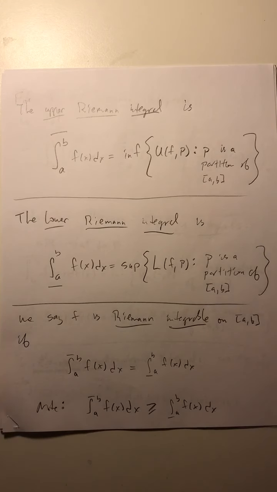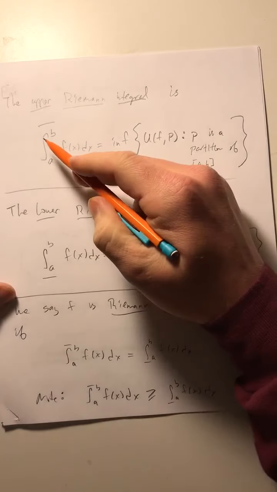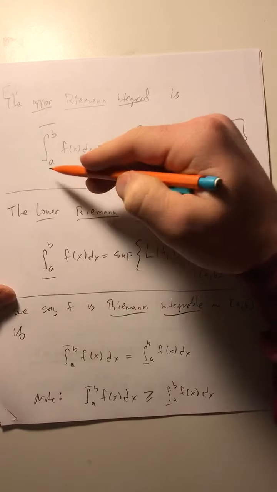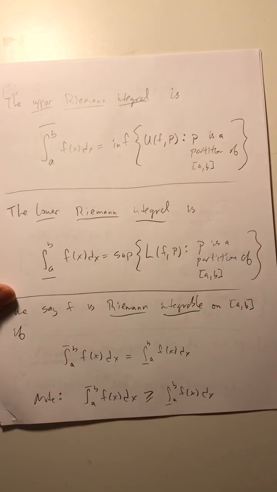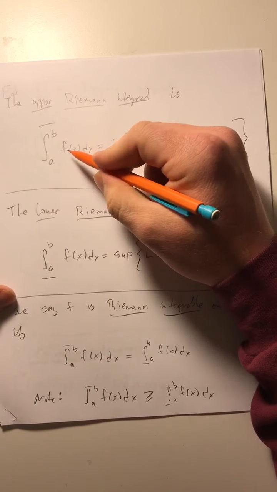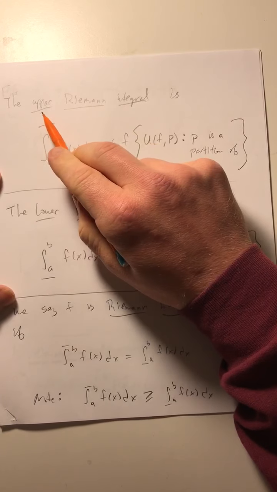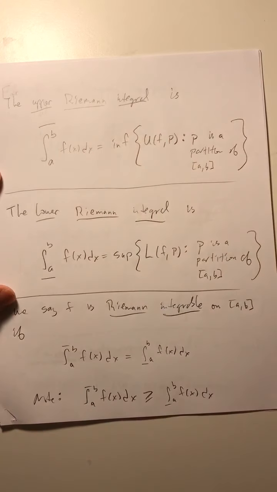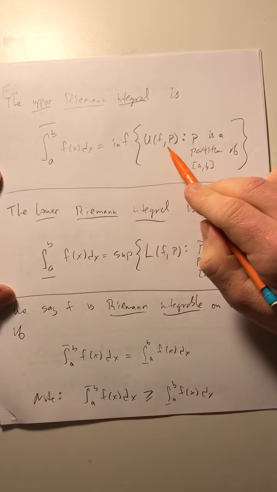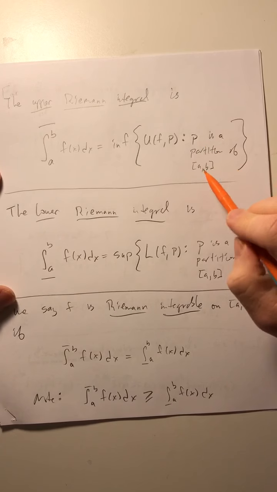So we've defined upper and lower Riemann sums. We can define upper and lower Riemann integrals. So a reminder, f is a bounded function on the interval [a, b]. Okay. So I'm drawing the integral symbol from a to b, f of x dx, and then a bar over it. The bar over it indicates that it's an upper Riemann integral. Okay. And it's just the infimum of the upper Riemann sums, and the infimum is taken over all partitions of the interval [a, b].